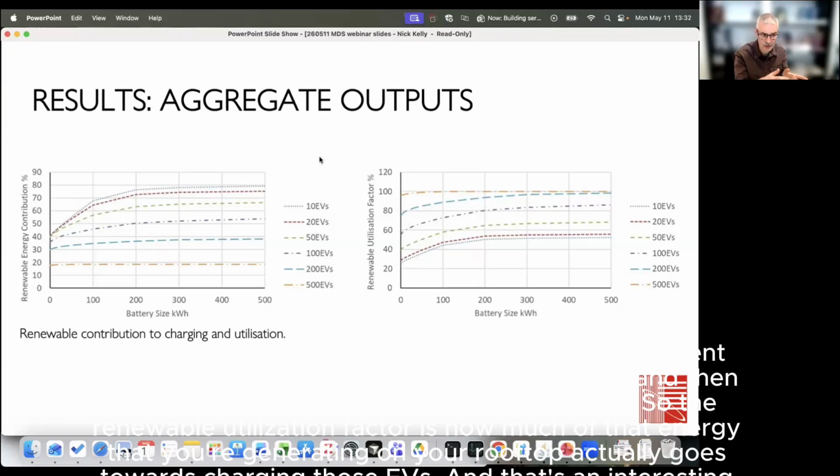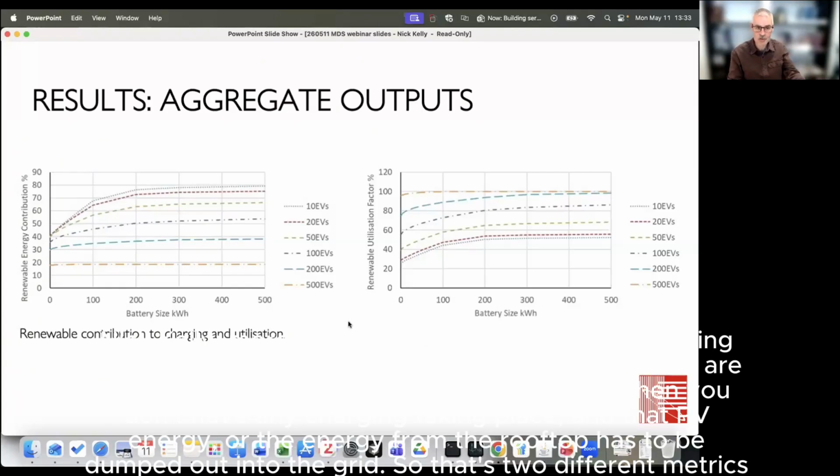We've got two different ones. There's renewable energy contribution, and then the other one is renewable utilization factor. So the renewable utilization factor is how much of the energy that you're generating on your rooftop actually goes towards charging those EVs. And that's an interesting one as well. Again, the larger number of EVs you have, the more of the energy goes towards charging them. If you get smaller numbers of EVs, then there are times during the day when you don't have any charging taking place, and that PV energy, or the energy from the rooftop, has to be dumped out into the grid. So that's two different metrics that we derived for this particular set of simulations.